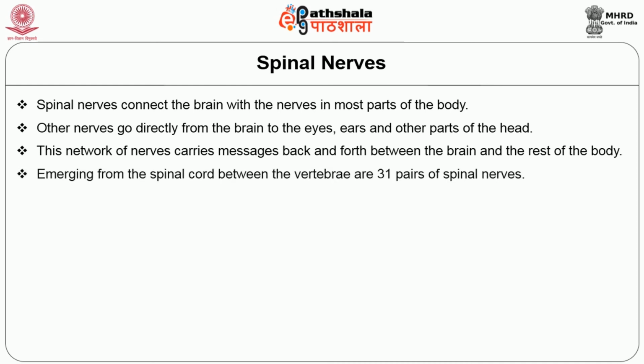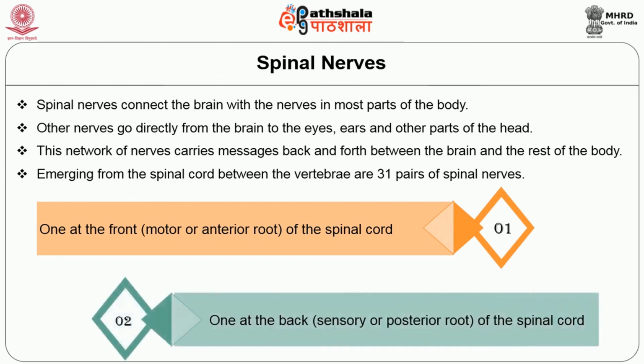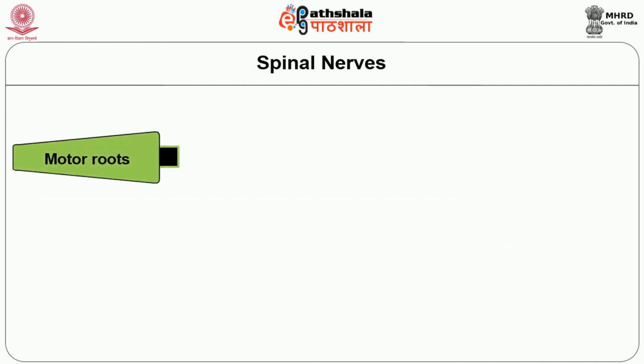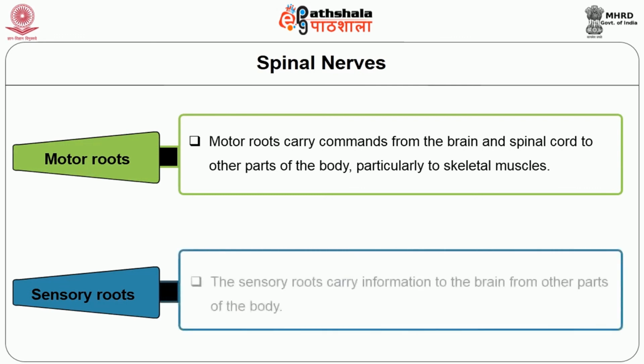Emerging from the spinal cord between the vertebrae are 31 pairs of spinal nerves. Each nerve emerges in 2 short branches: one at the front, the motor or anterior root of the spinal cord, and one at the back, the sensory or posterior root of the spinal cord. Motor roots carry the commands from the brain and the spinal cord to the other parts of the body, particularly skeletal muscles. The sensory roots carry information to the brain from other parts of the body.